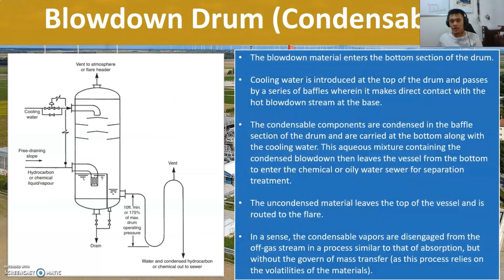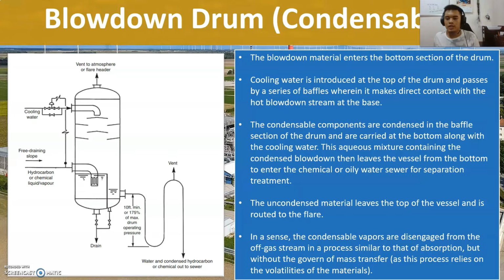Next, the heuristics for a condensable configuration of a blowdown drum. The blowdown material enters the bottom, as seen in the figure, of the drum. Cooling water is introduced at the top of the drum and passes by a series of baffles where it makes direct contact with the hot blowdown stream at the base. So in the figure, the cooling water is on the topmost part of the drum and it is hit with the baffles from the top to the bottom. This allows a greater distribution and contact with the hot steam going upwards while the cooling water goes downwards. Hence, why I say that it is more similar to an absorption unit.